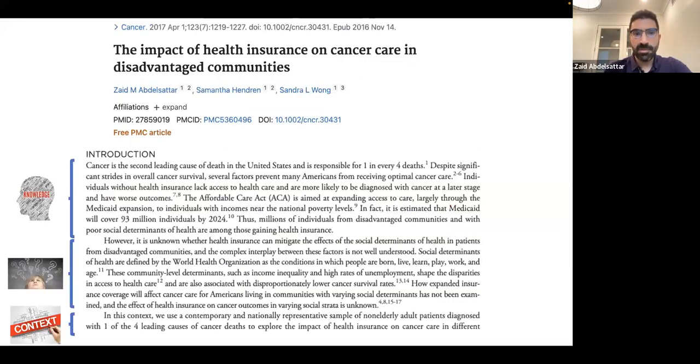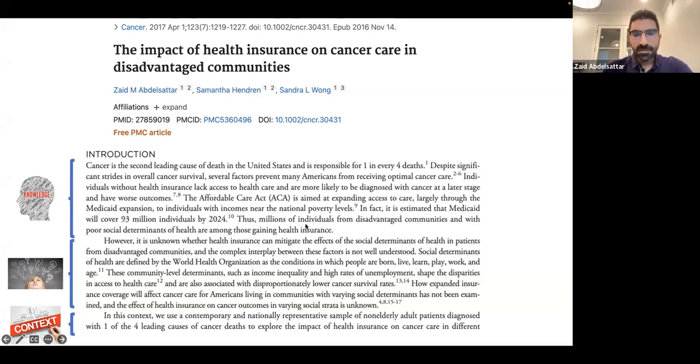So this is a paper, for example, that we published in the journal Cancer in 2017. It's called the Impact of Health Insurance on Cancer Care in Disadvantaged Communities. You see the first paragraph goes over what is known. It goes over the facts, and you cite the literature in here. So we say cancer is the second leading cause of death, for example. This is how many people it kills. There are a lot of advancements that have occurred, but there are still some factors that prevent Americans from receiving optimal cancer care. And then you go over these things in detail.